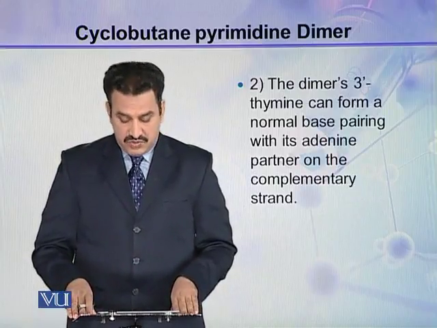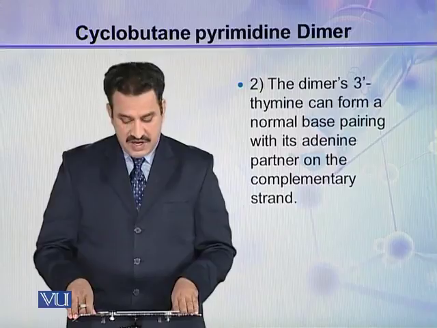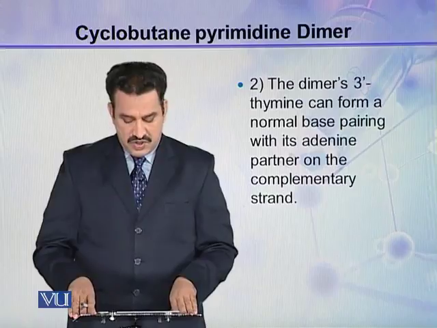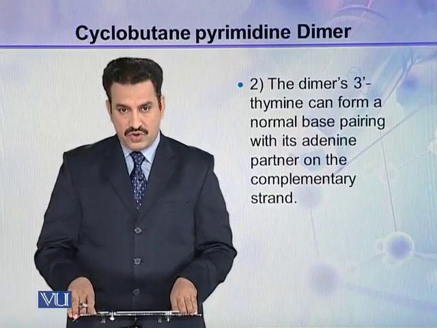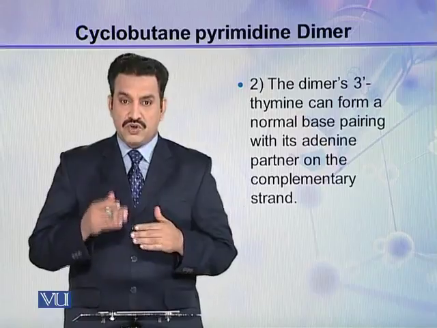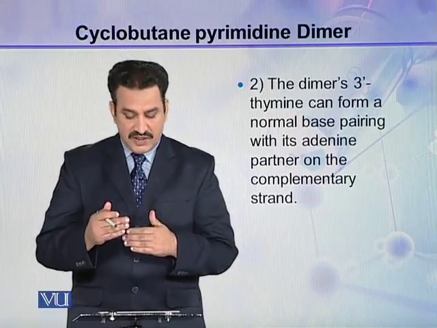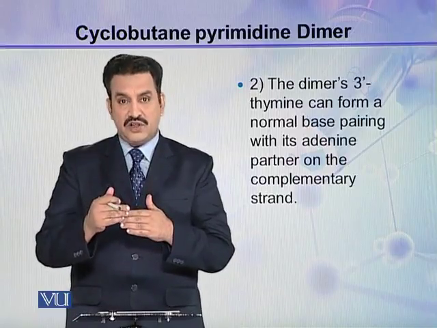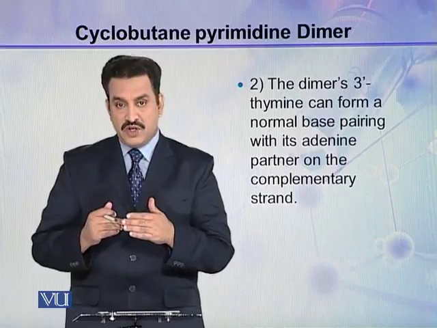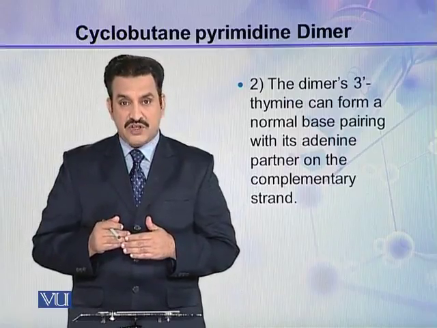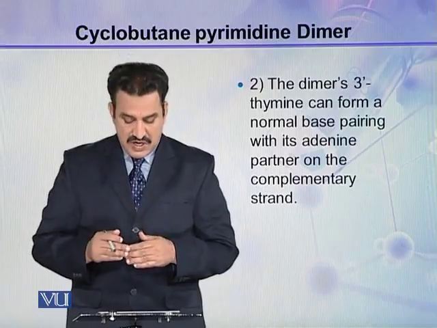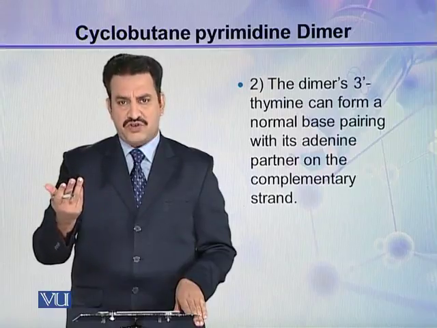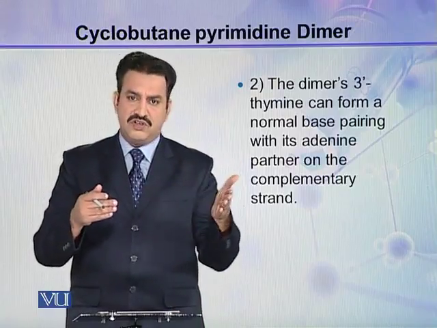The dimer's 3' thymine can form a normal base pairing with its adenine partner on the complementary strand. As you know, in this dimer, two thymines are involved. One thymine is towards the 3' end and the other thymine is towards the 5' end. The thymine towards the 3' end can make normal base pairing with its adenine partner, compatible base pairing on the other strand.